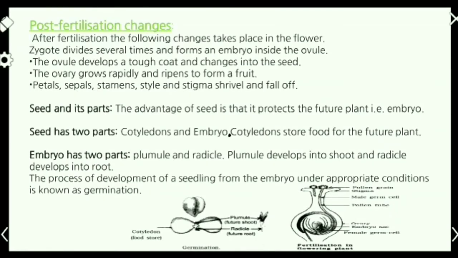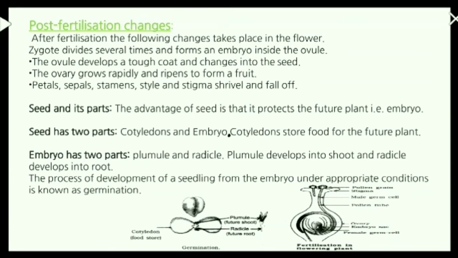So, what happens after fertilization? Let's have a discussion on the post-fertilization changes. After fertilization, the following changes take place in the flower. The zygote divides several times and forms an embryo inside the ovule. The ovule develops a tough coat and changes into the seed. The ovary grows rapidly and ripens to form a fruit. Petals, sepals, stamens, style and stigma shrivel and fall off.